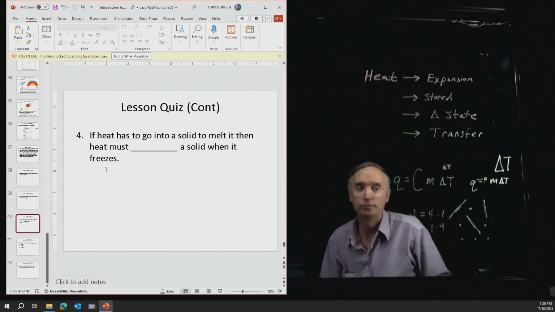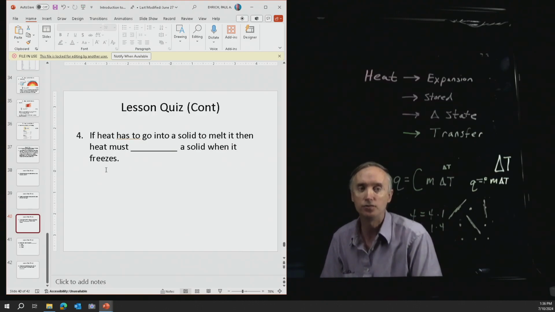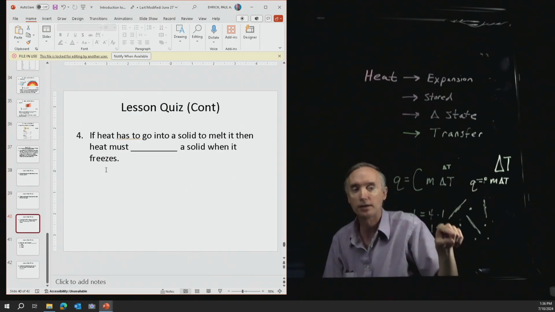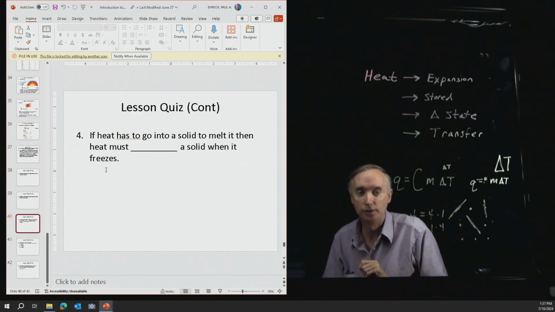Question number 4. If heat has to go into a solid to melt that solid, then heat must do what when that solid freezes? So when it goes from a solid to a liquid, heat has to go in. So when it goes from a liquid back to a solid, what must happen? Heat must be given off.